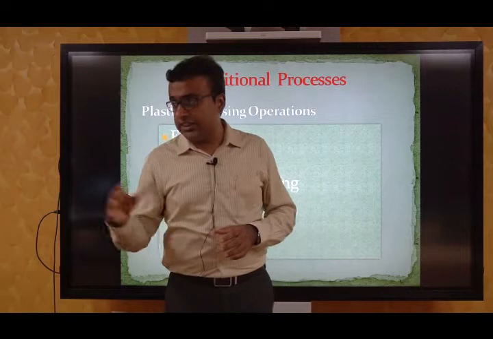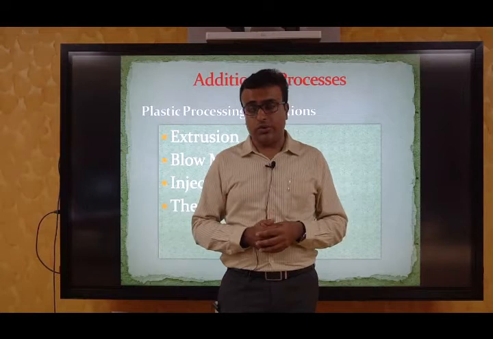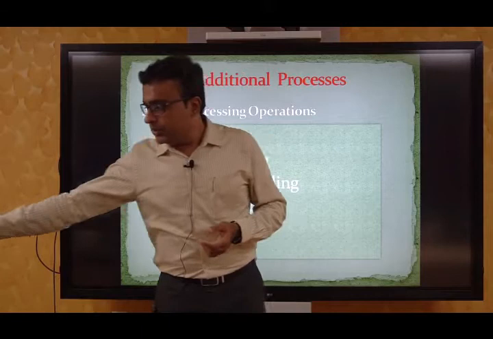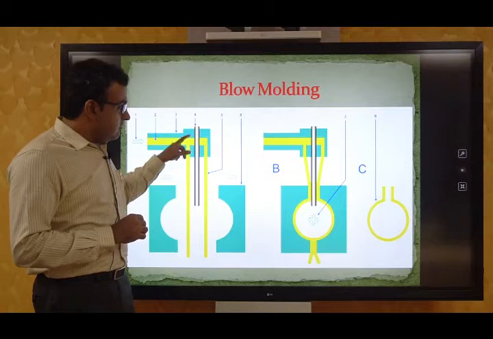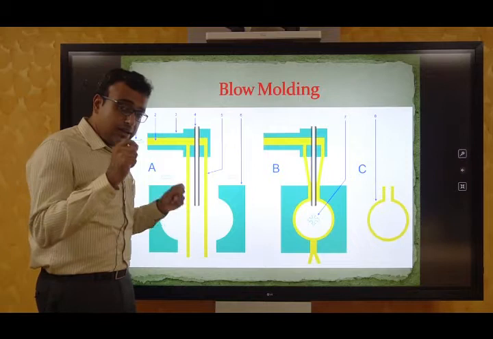The first one is extrusion, which we have discussed in the other class. The products can be extruded. The second one is called blow molding. So what happens in blow molding is explained here. We have the shape in which we want the product. We have a facility to blow in. We have the material here in a thin layer.